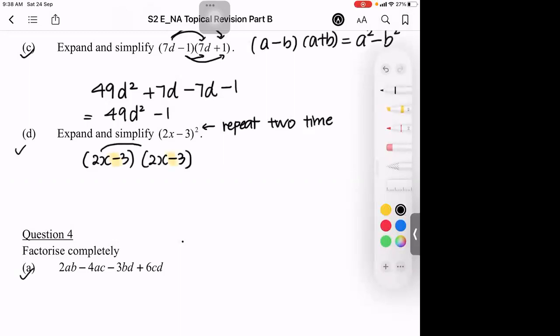Then let's expand this. 2x times 2x. Quickly, quickly. 4x squared. 2x times negative 3, negative 6x. 4x squared already, then negative 6x.